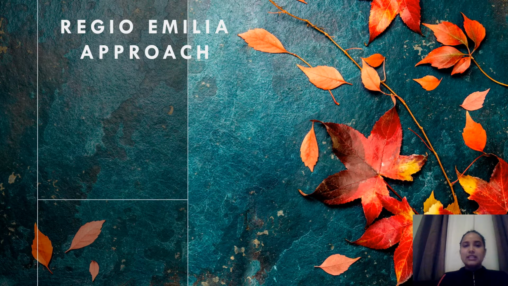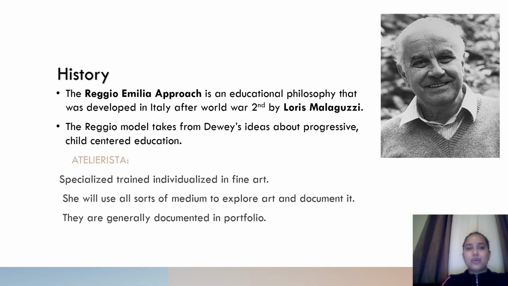The second one is the Reggio Emilia approach. The Reggio Emilia approach was developed in Italy after the Second World War by Loris Malaguzzi. The Reggio Emilia model takes from Dewey's ideas about progressive, child-centered education, and the foundation of the Reggio Emilia approach lies in its unique view of the child, to foster education in the youngest learner, to promote the best possible integration among children's 100 languages.